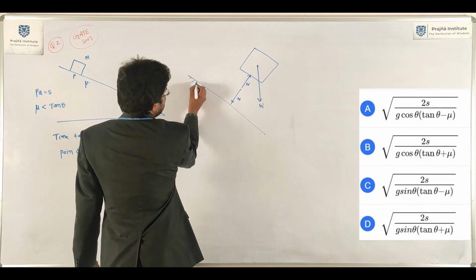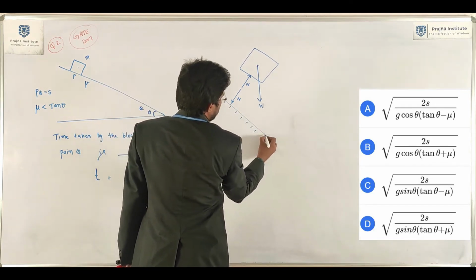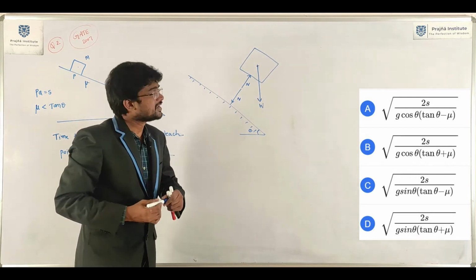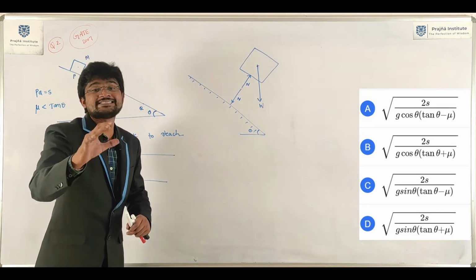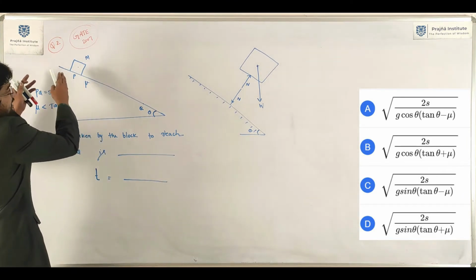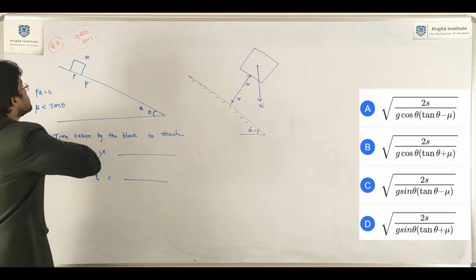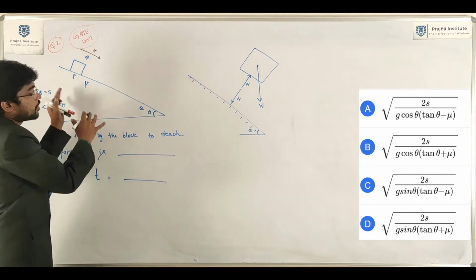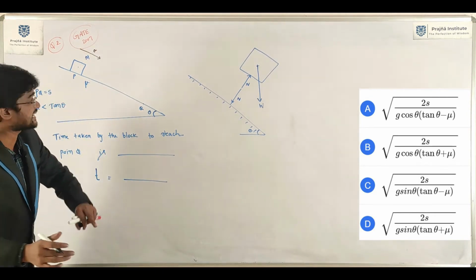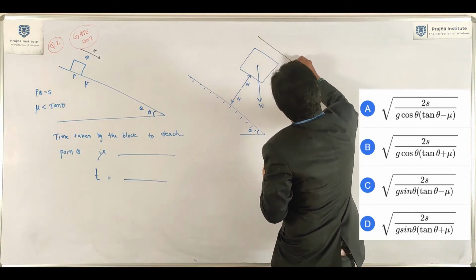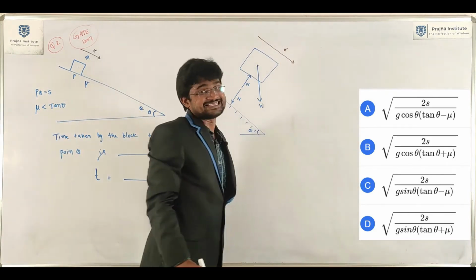Okay? So, it is a rough inclined plane making an angle theta with the horizontal. Normal reaction always acts perpendicular to the surface. You release it from rest. What is the movement of the block? The block is moving in the downward direction. After time t seconds, the block reaches the point Q. In that case, this is the acceleration of the block.